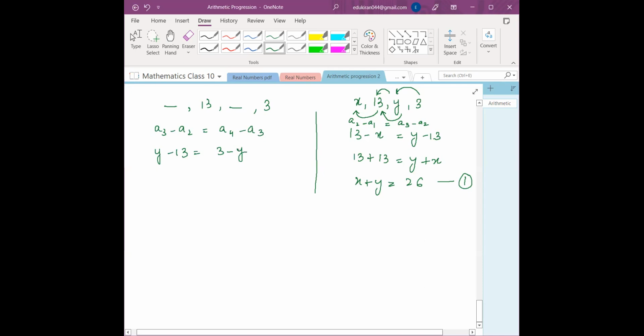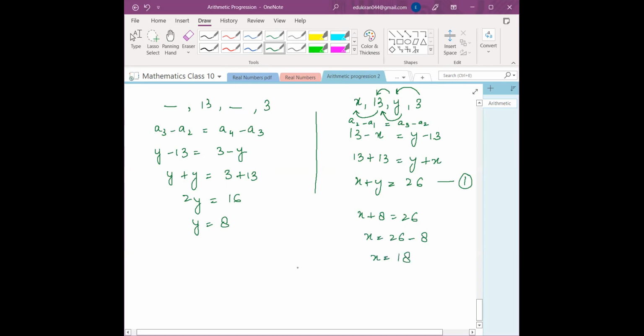Will it give you the value of Y here? So Y plus Y is 3 plus 13. So I get 2Y is equal to how much? 16, and Y is equal to 8. Now I put the value of Y here. So X plus 8 is equal to 26, and X will be 26 minus 8. So X will come out to be 18.